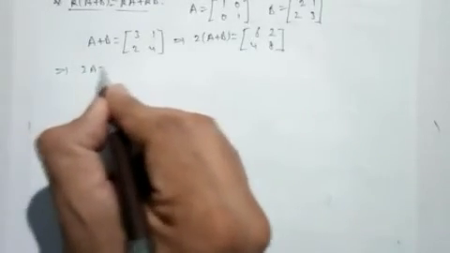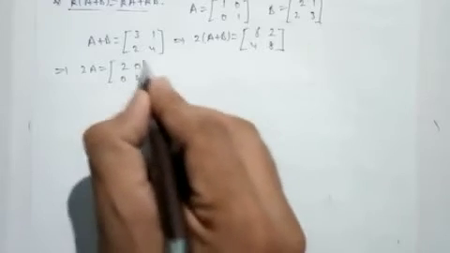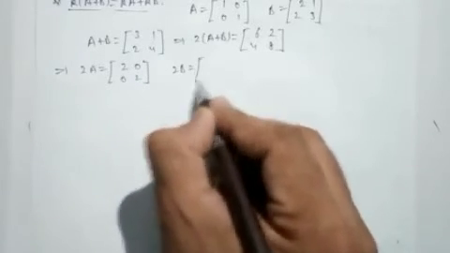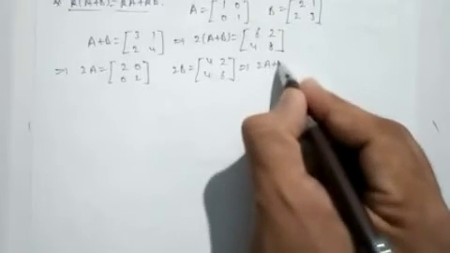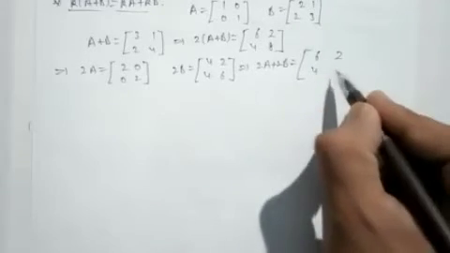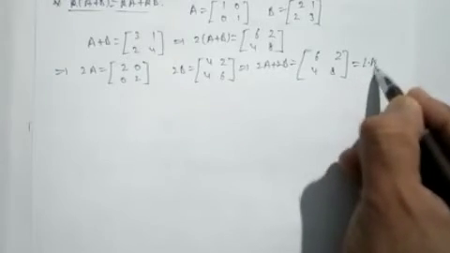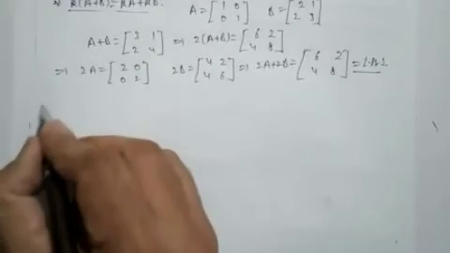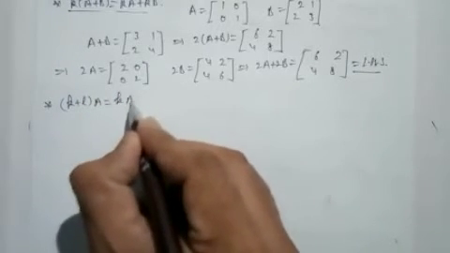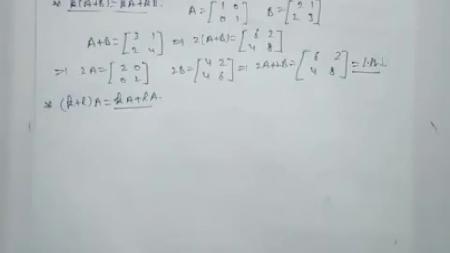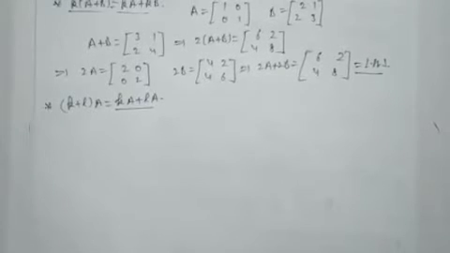First of all, we find 2A. 2A is 2 0 0 2. Then we find 2B. 2B is 4 2 4 6. Then we find 2A plus 2B. The result will be 6 2 4 8, which is the left hand side. Clear? Next one is K plus L times A equals KA plus LA. Clear? So these are some properties which are satisfied by matrices. Clear?